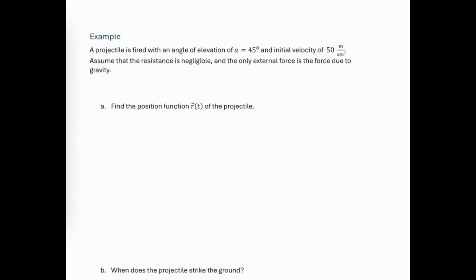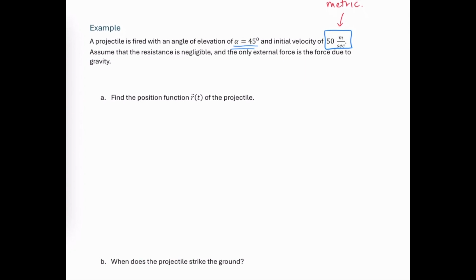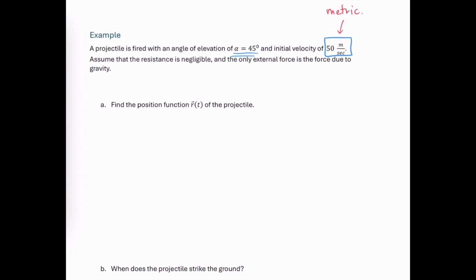So let's take a look at our example. We have a projectile fired with an initial angle of elevation alpha, which is 45 degrees, and an initial velocity of 50 meters per second. And right away I can tell that we are going to be in the metric system because we have the velocity measured in meters per second. We're assuming no resistance, and the only external force is the force due to gravity. And what we want to do here is find the position vector of this projectile.